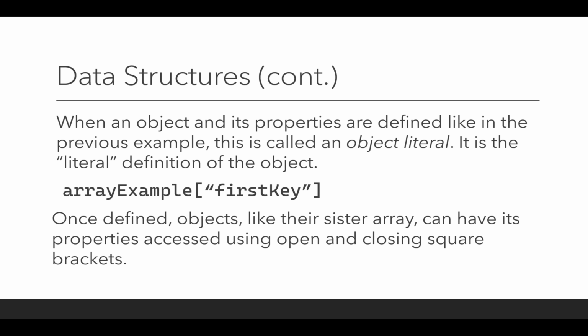For objects, we can again access using the keys to the values, or known as the properties to its values. So if we wanted to get the value of the property firstKey, we would use open and closing square brackets and quotation marks around the property we want. Again, because the order does not matter in objects, we're saying, hey, I want the property, in this case, firstKey, in quotation marks, to access its corresponding value within that data structure.